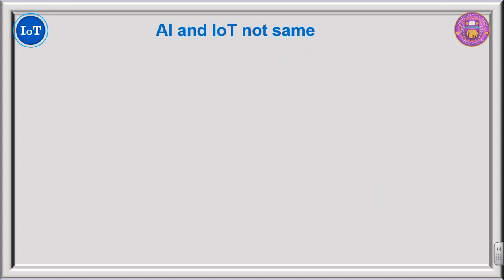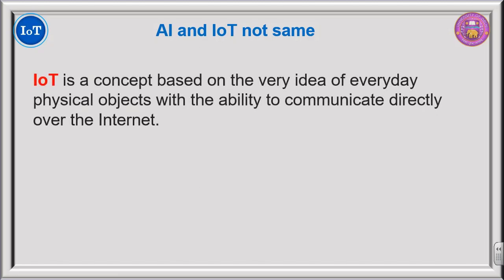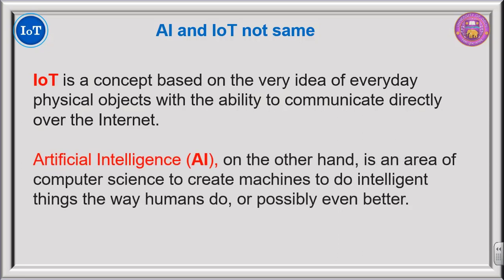Artificial intelligence AI and IoT Internet of Things, they are not the same thing. Internet of Things is a concept based on the very idea of everyday physical objects with the ability to communicate directly over the internet. If different physical objects can communicate to each other making use of internet or without the use of internet, then this is Internet of Things. Whereas artificial intelligence is concerned, it is an area of computer science to create machines to do intelligent things the way humans do or possibly even better.